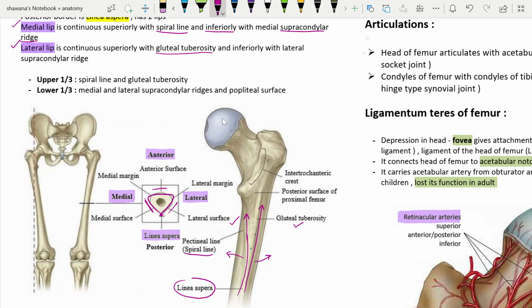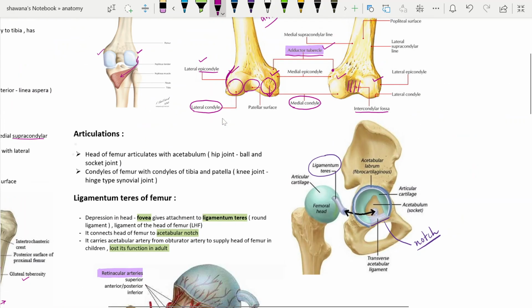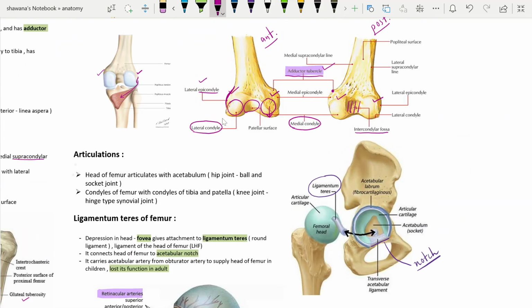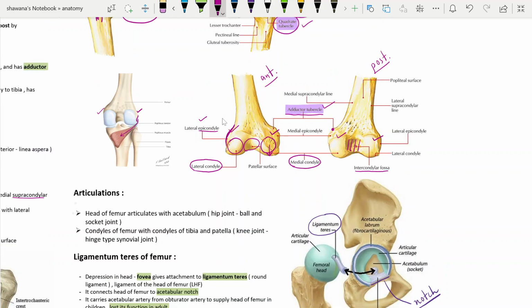So what does it mean? For example, this is the posterior view, and the linea aspera is only visible posteriorly. So this one was the medial lip of the linea aspera. Inferiorly, it is continuous with the medial supracondylar line or ridge, and the lateral lip is continuous with the lateral supracondylar line or ridge.